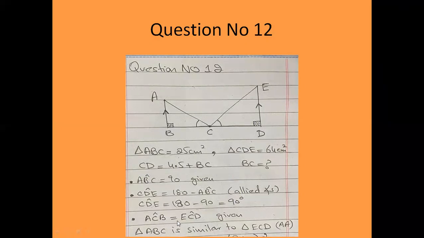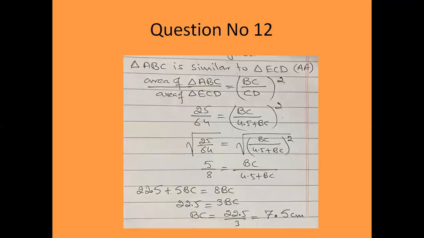So the ACB is equal to the ECD. It was given in the question. These angles, they are equal. So I can say that the triangle ABC is similar to the triangle ECD. Once you know that the triangle ABC is similar to the triangle ECD, the reason is the angle similarity test. Now I can say that the area of the triangle ABC divided by the area of the triangle ECD is equal to BC square divided by CD square.